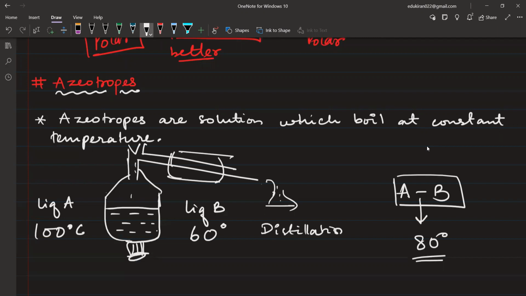नहीं, इस तरह से calculate होता है. So now the solution का कितना आ गया हमारे पास? 80 degree Celsius. Okay. Now these are known as azeotrope. अब क्या होगा? This solution is going to boil at a constant temperature, 80 degree Celsius.